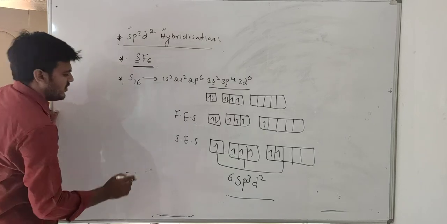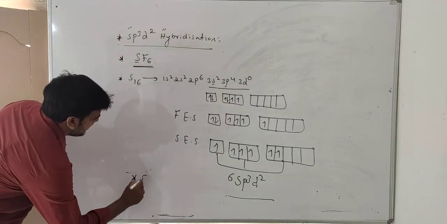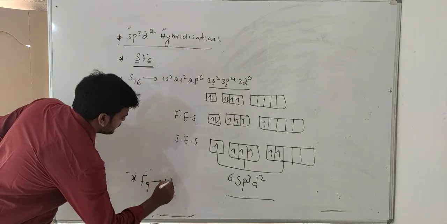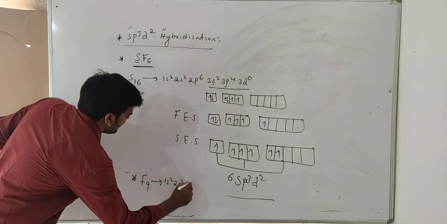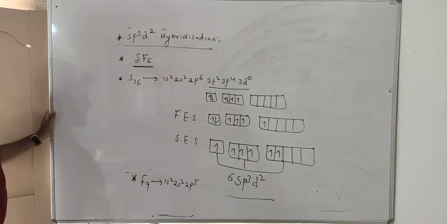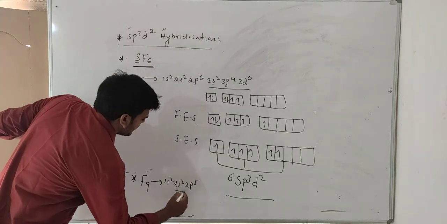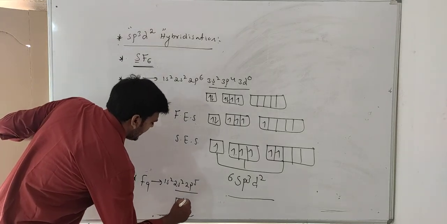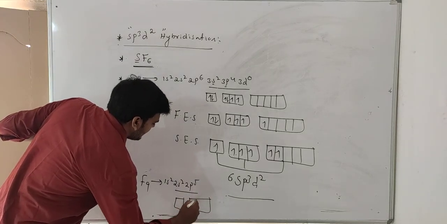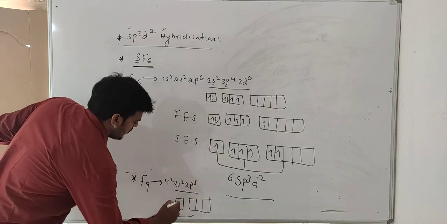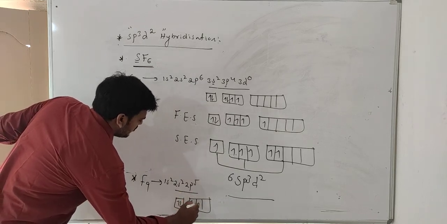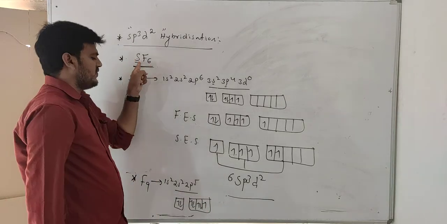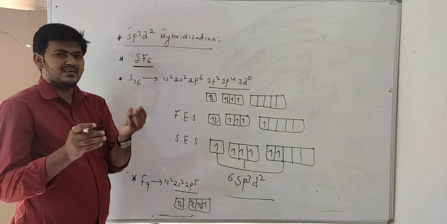And next, the fluorine atom. Fluorine atomic number 9, electron configuration 1s2, 2s2, 2p5. The outermost configuration is 2s2, 2p5. There is only 1 s orbital and the p orbitals are 3: px, py, pz. So 2s2 has 2 electrons, 2p5 has 5 electrons. Every fluorine has 1 unpaired electron. So total fluorine atoms are 6, and total unpaired electrons are 6.